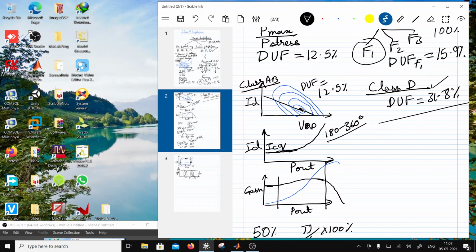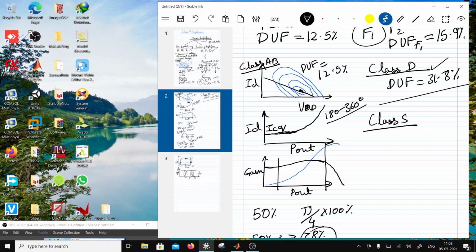Now class D amplifier is basically a band limited amplifier, or rather it's a band pass filtering at the output. Class S amplifier is also there. That's a similar concept, but with a low pass filtering at the output. So class S amplifier is similar to class F amplifier in that sense.